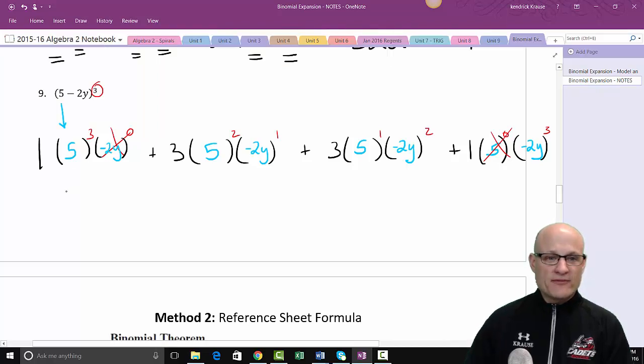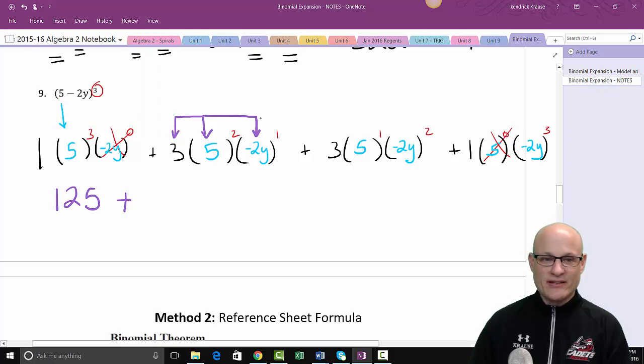5 cubed is 125 plus 3 times 5 squared times negative 2. We got lots of numbers here, kids. So 3 times 5 is 15 times negative 2 is negative 30. So you got to be careful with your signs. Negative 30y.